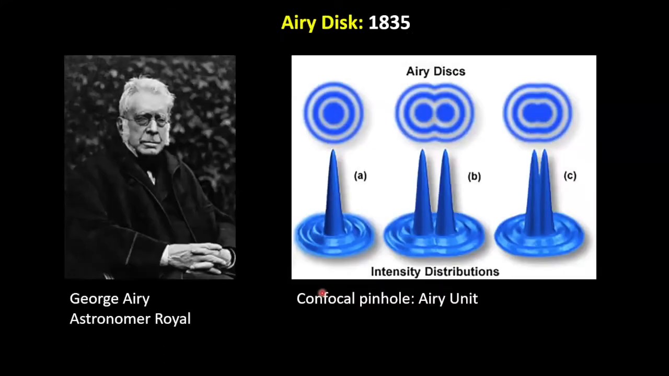And before I talk more about how people resolve this problem, let me introduce the so-called Airy disk. This was introduced a long time ago, in 1835, by George Airy. He was the Astronomer Royal, and he was the first person to theoretically calculate this Airy disk, where the size of the Airy disk depends on the wavelength and also the size of the aperture.